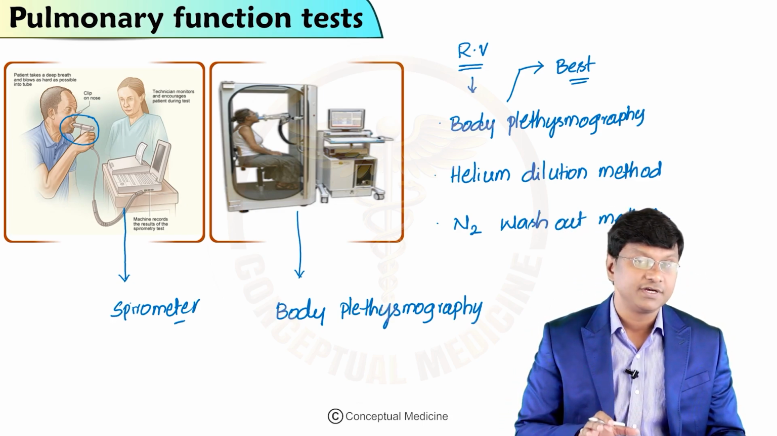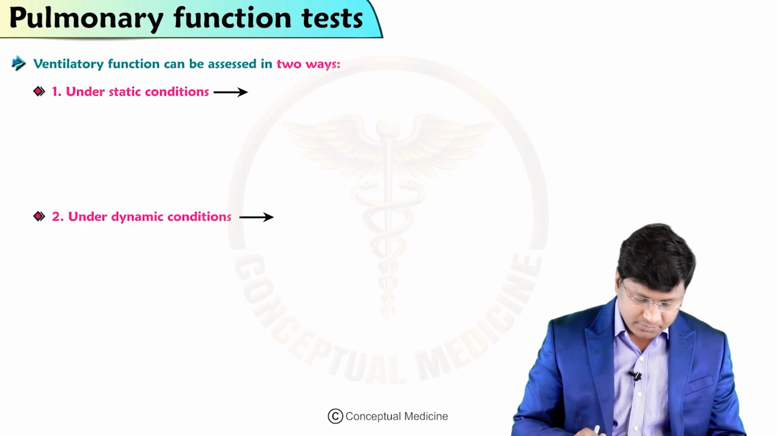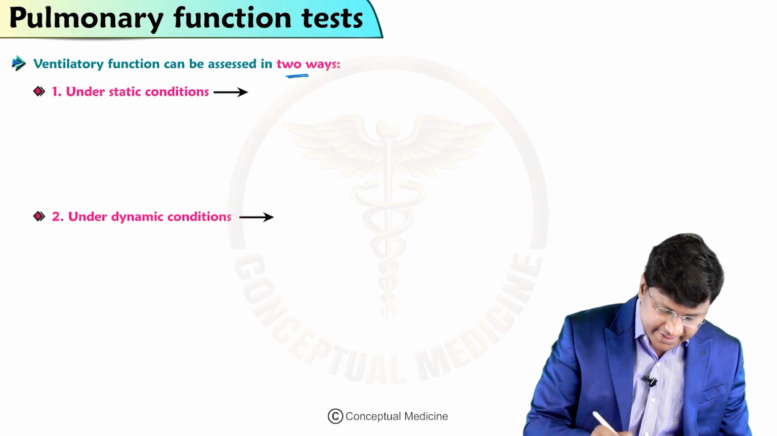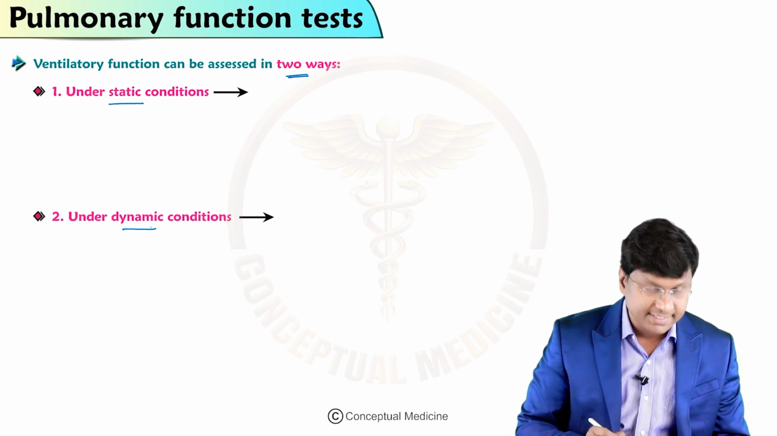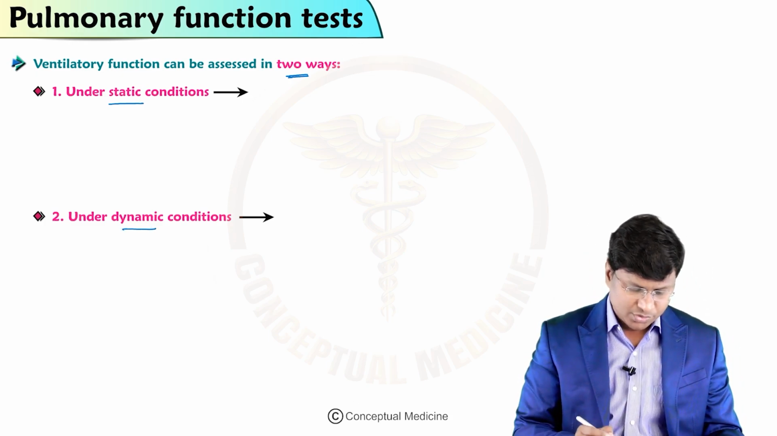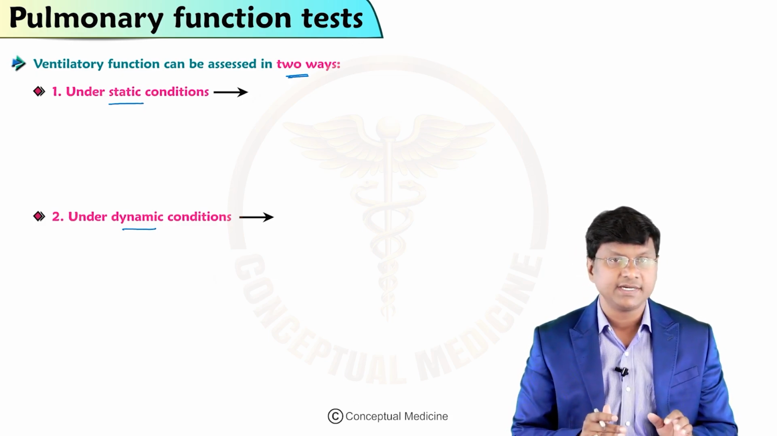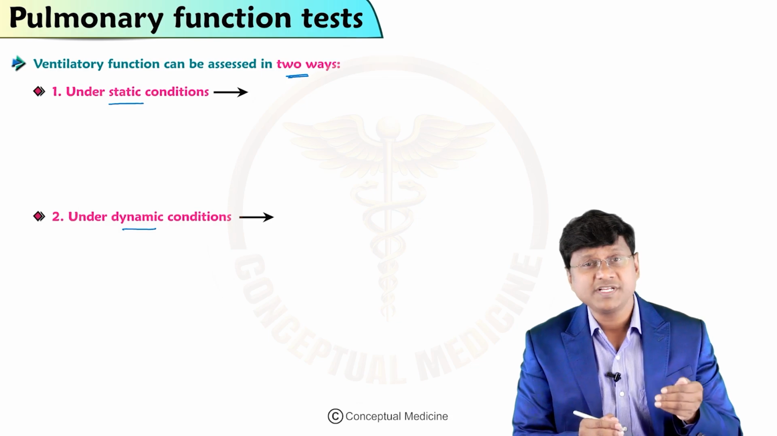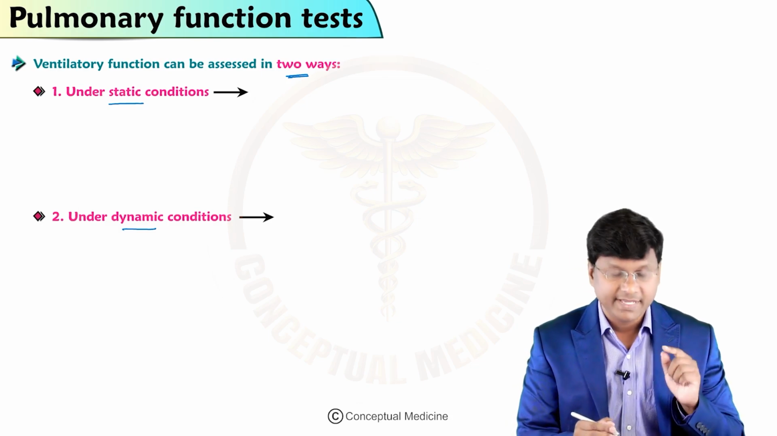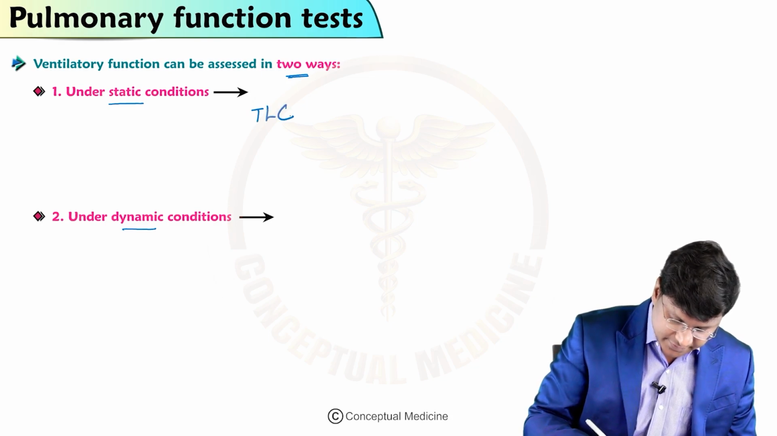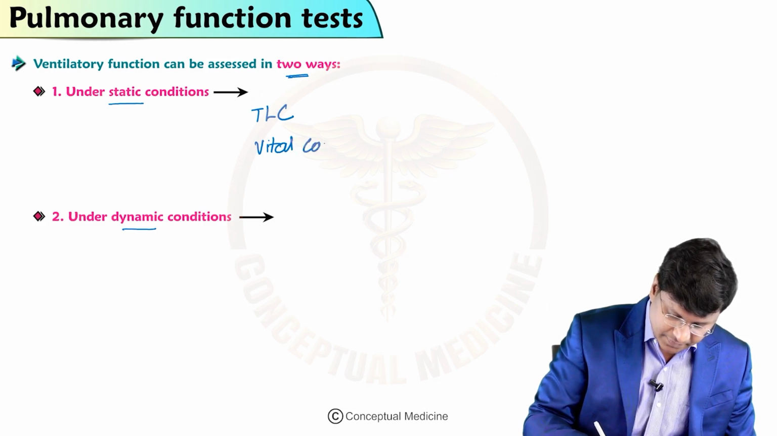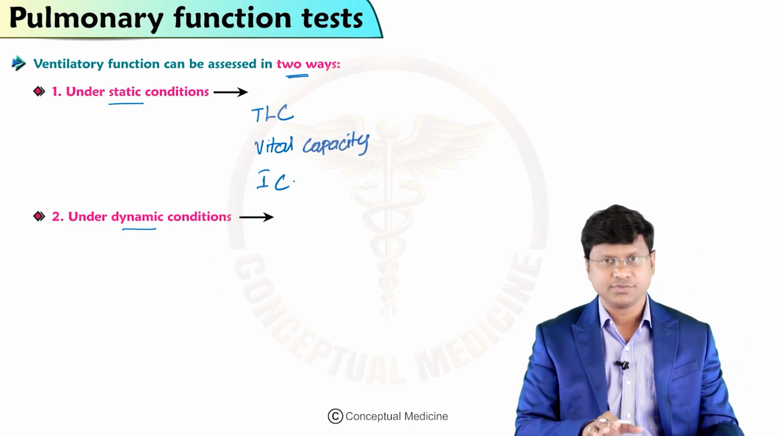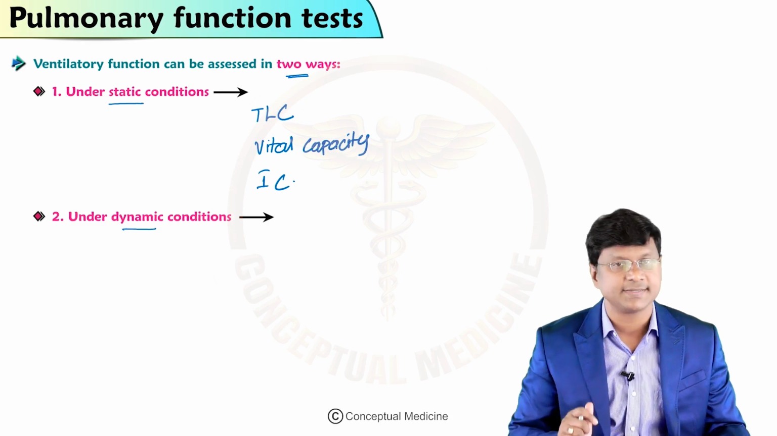Now, these ventilatory functions can be assessed in two ways. What are the two ways? Number one, under static conditions, and number two, under dynamic conditions. Under static conditions, the volumes and capacities that we measure are mainly total lung capacity, vital capacity, and inspiratory capacity. What these various volumes and capacities are, we will discuss in detail subsequently.